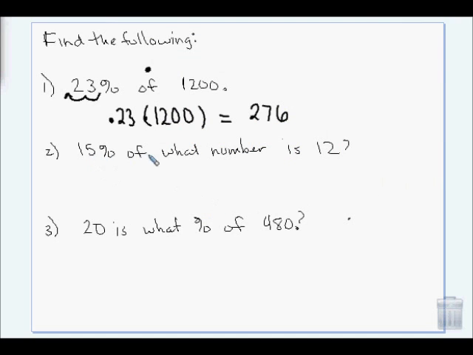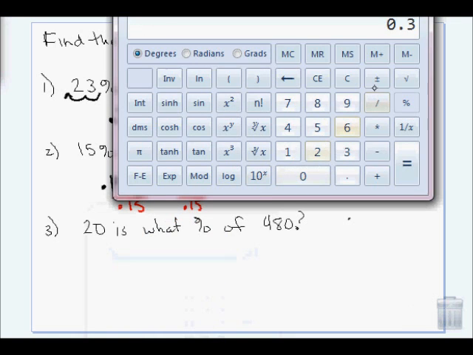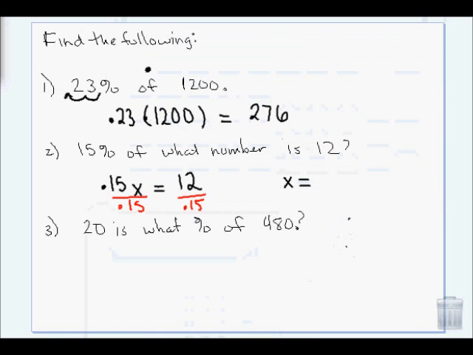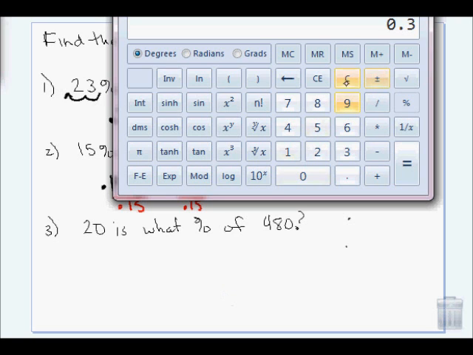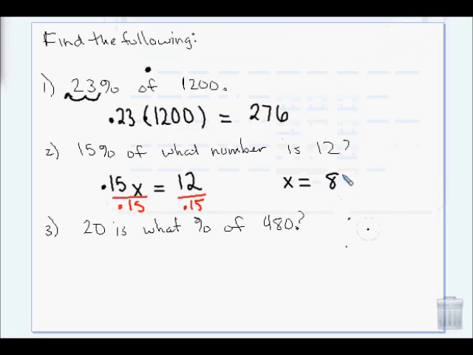Okay, here I have 15% of what number? So first I'm going to turn that into a decimal, so it's 0.15. Of is multiplied. What number? I don't know, so that's x. Is equals 12. So I'm going to divide both sides by 0.15. So if I divide 12 by 0.15, no, it'll be bigger. Oh, I did it backwards. You're doing 12 divided by 0.15. 80. Yeah, so x would be 80.